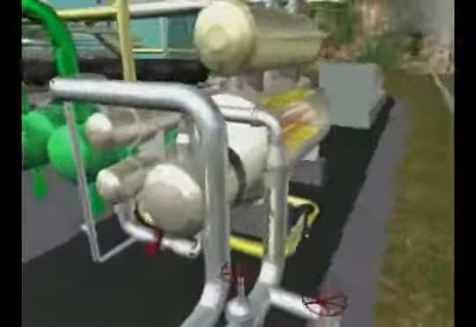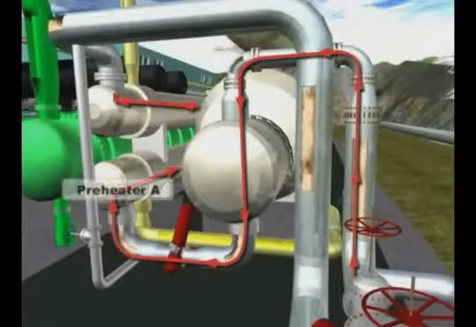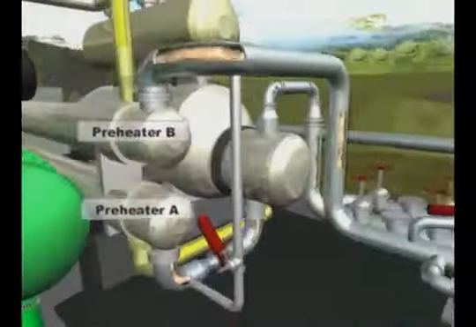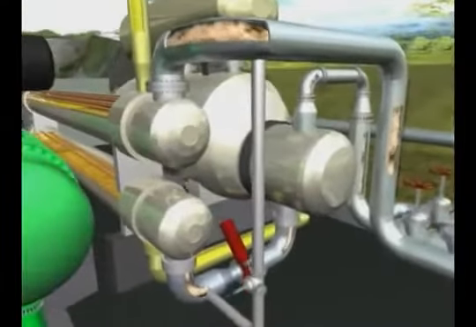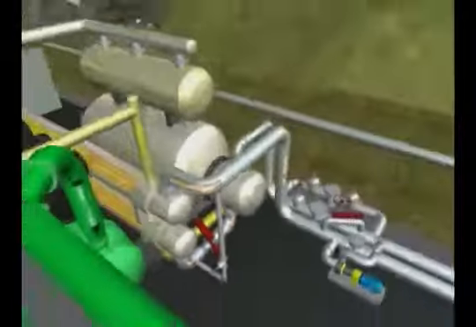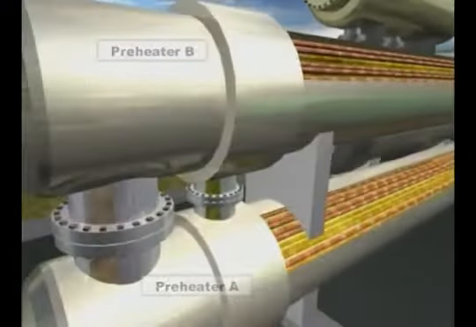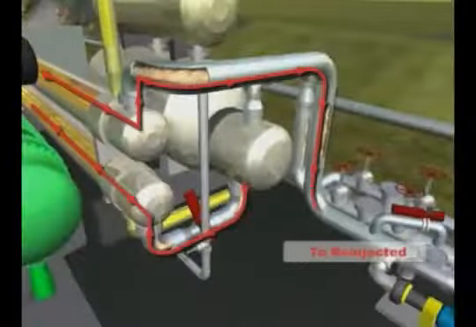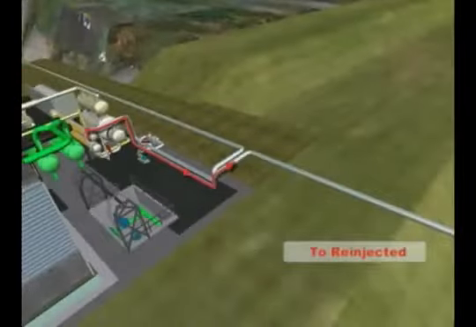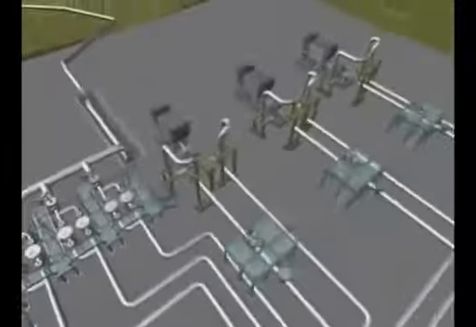After passing through the reboiler, the water goes through preheaters A and B with a temperature of 160 degrees centigrade. Then, due to further heat transfer to the isopentane, the water leaves the system, ready for reinjection at 140 degrees.